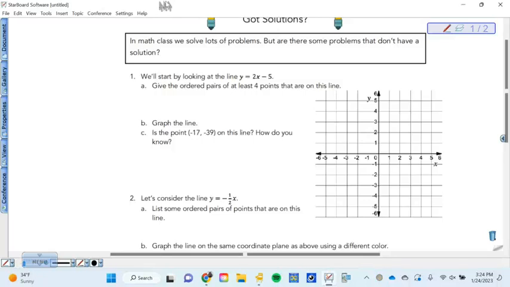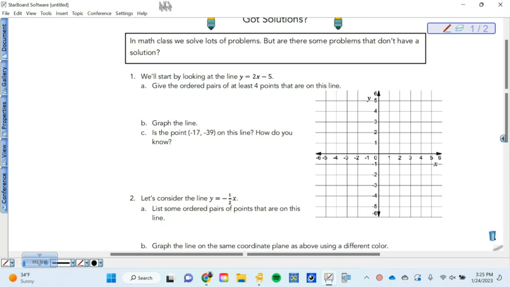So as in math class, we solve lots of problems, but are there some problems that just don't have a solution? It's true. There are a lot of problems that just don't have solutions. Math problems and real problems, right? I was gonna say real problems. Yeah.